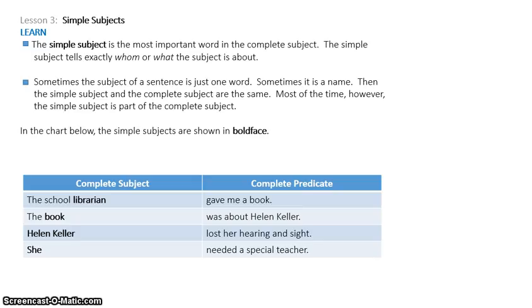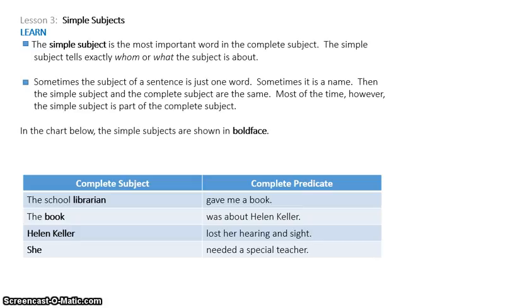Now look at the next 2 sentences. It says Helen Keller lost her hearing and sight. They divided the sentence into complete subject and complete predicate first. Then they went to the complete subject and said, what one word can I find that the whole sentence is about? Well, in this case, it happens to be a name. So I want you to notice that when you have a first and a last name, that is the simple subject. In this case, the complete subject and the simple subject happen to be the same thing.